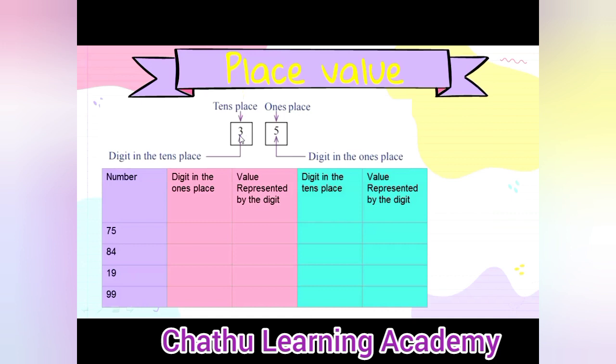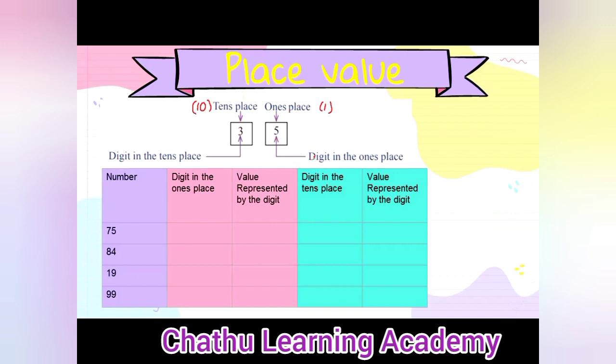If we consider two-position numbers, these are the two positions. This is the ones place and the tens place. The digit in the ones place is 5 and the digit in the tens place is 3. Then what is the place value of the ones place? Here it is 1. The place value of the tens place is equal to 10.